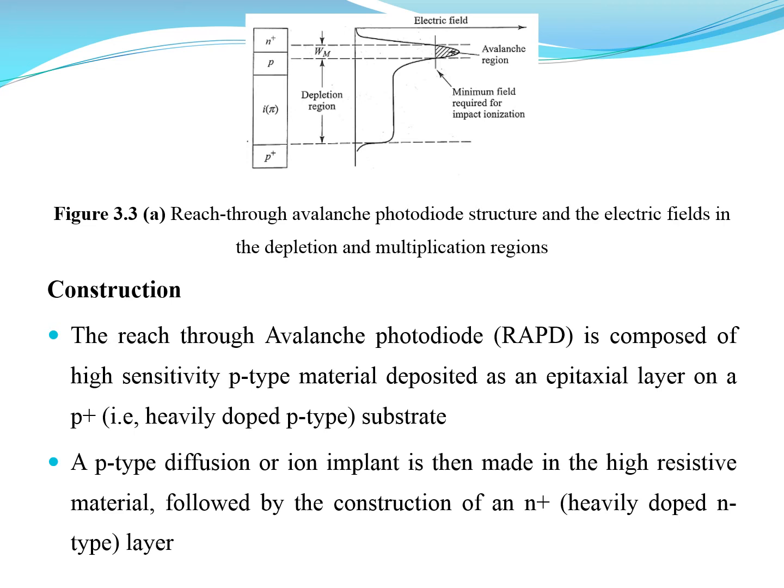We see N plus, which is a highly doped region with low resistivity, and P, which is lightly doped with high resistivity. Intrinsic is moderately doped here. P plus is the highly doped region with low resistivity. This is the depletion region where the carrier multiplication actually takes place in the device. This is the avalanche region between the highly doped N plus region and the P material, and the minimum field required for impact ionization is at this point.